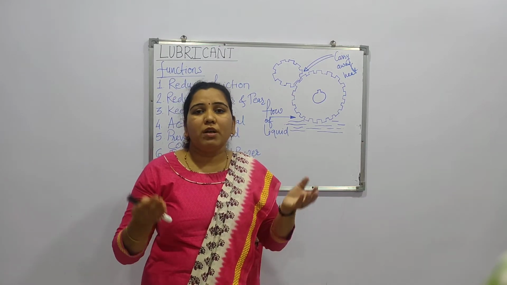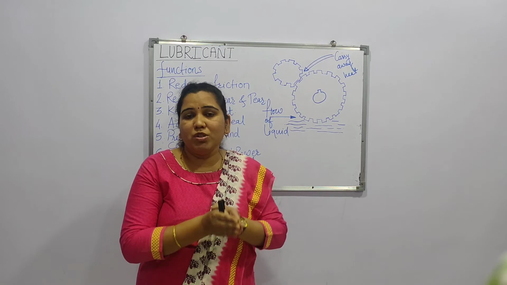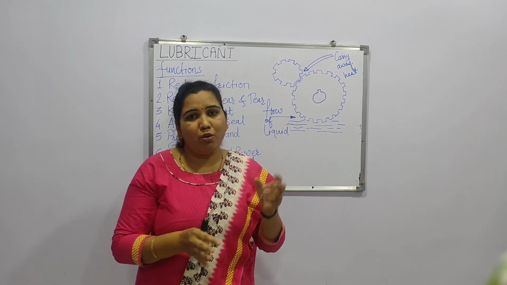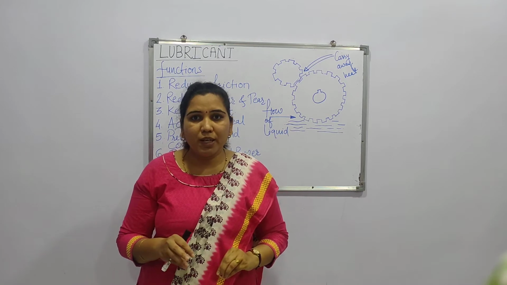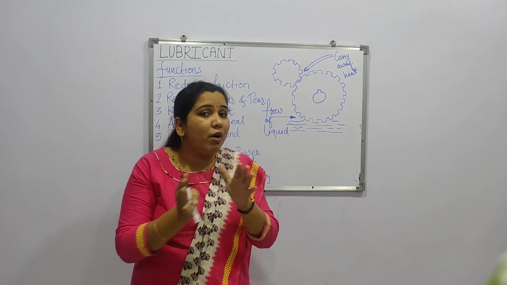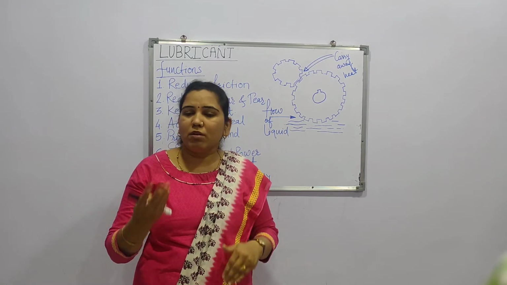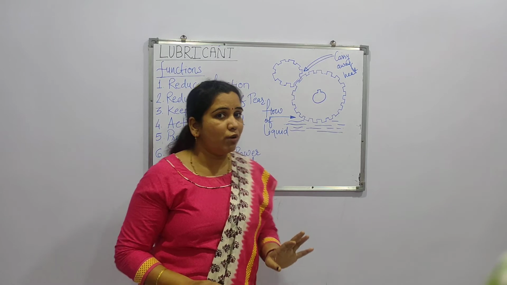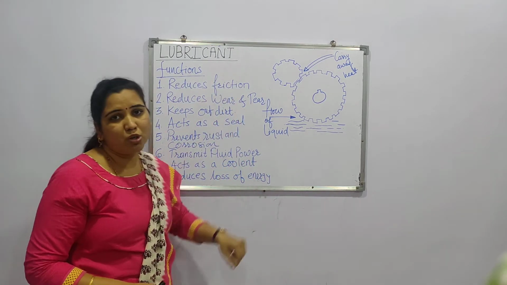How? Because in between these two surfaces which can create a friction, there is an introduction of this different type of lubricant, by which they can feel smooth, they will remain away from each other, and obviously there is a decrease in frictional force. There will not be any frictional force. So this is the first function of the lubricant.